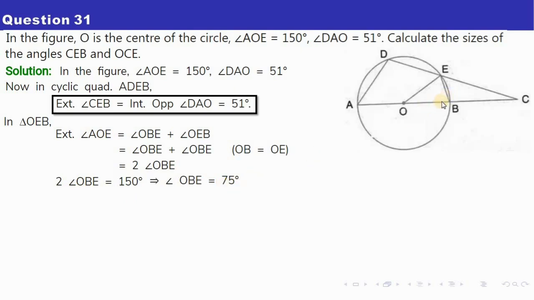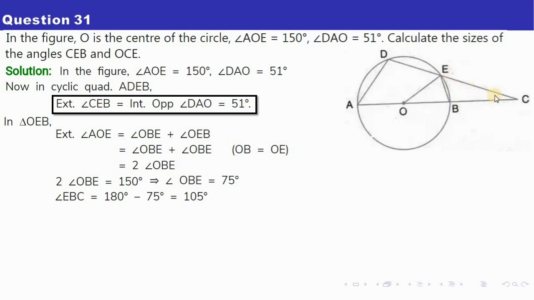Now let us calculate this angle. It will be nothing but 180 minus this part, right? This is a straight line, and from the straight angle I have to subtract this one in order to get this one. So EBC is equal to 180 minus 75, which turns out to be 105. So this is 105, and we already know this is 51, right?